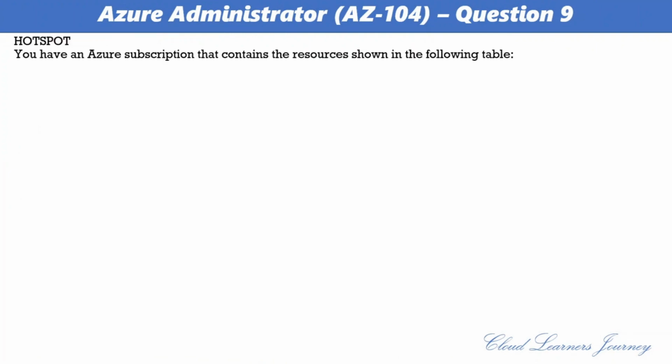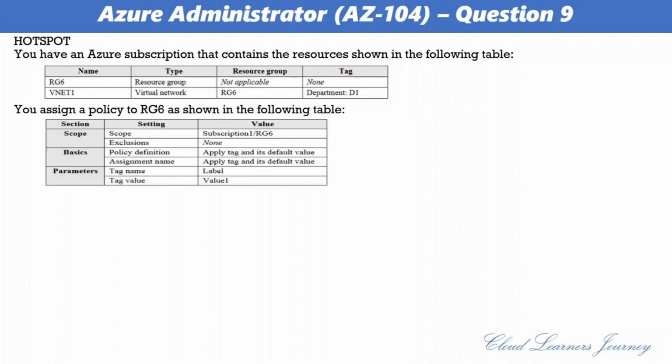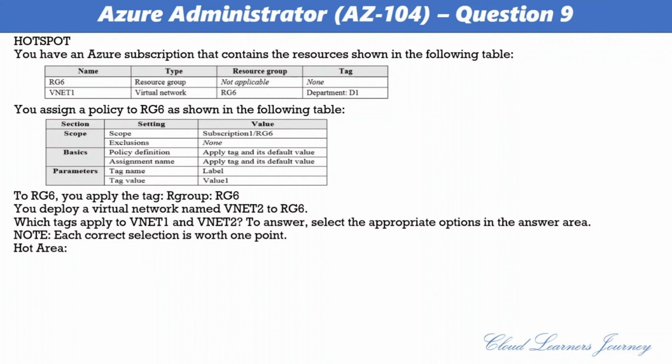Next, question number 9. You have an Azure subscription that contains the resources shown in the following table. RG6 has no tag, whereas VNet1 has department D1 and is in resource group 6. You assign a policy to RG6 as shown in the following table. We have sections, settings, and the value. And the scope is Subscription 1 RG6. And the exclusions are none. And you can see the further information below. To RG6, you apply the tag rgroup RG6.